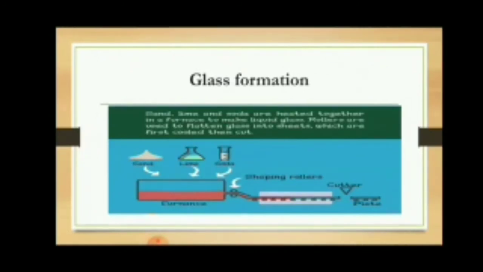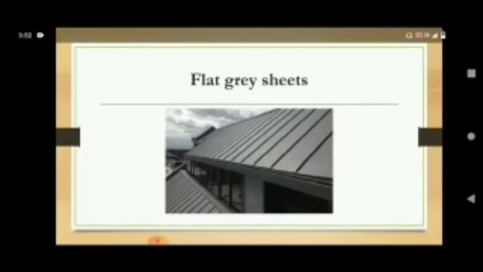Sand, lime and soda are heated together in a furnace to make liquid glass. First of all, we have sand, then lime and soda. We put them in a furnace. Then we pass it through rollers used to flatten the glass into sheets, and we put them in a cutter to give them proper shapes. Then we have flat sheets.